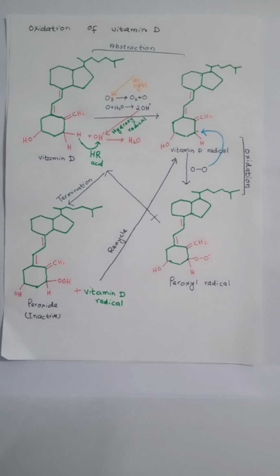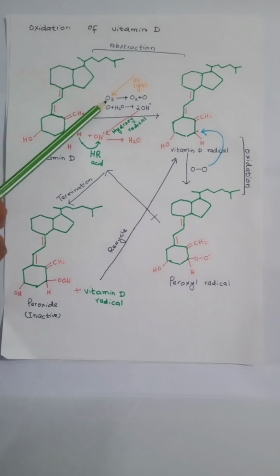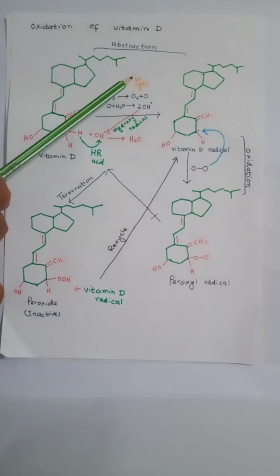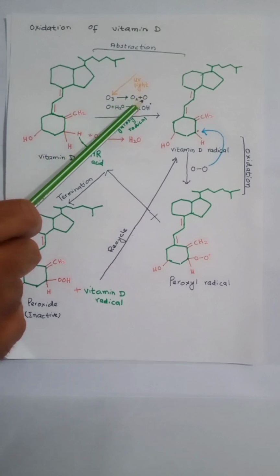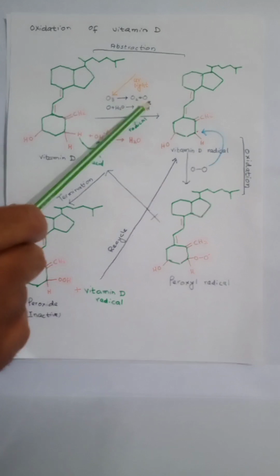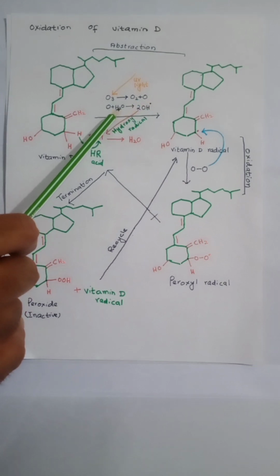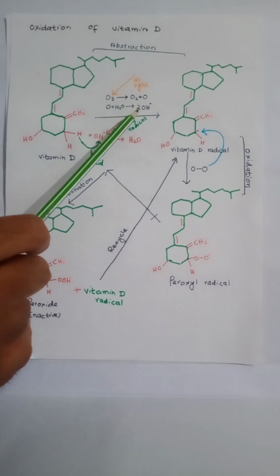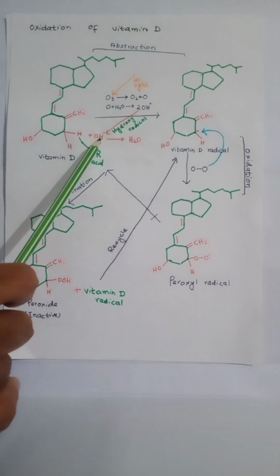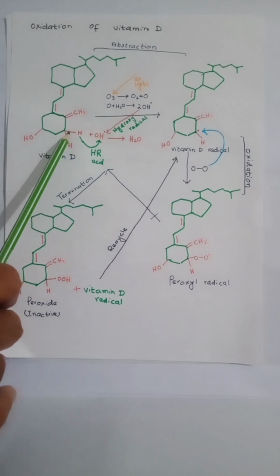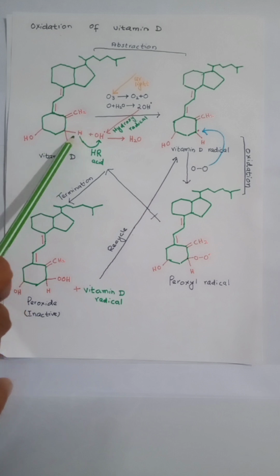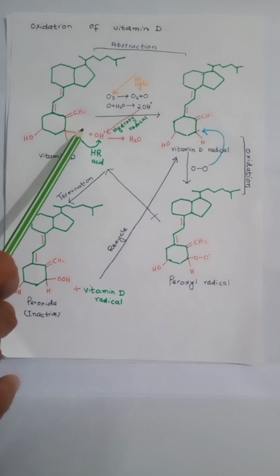Hydroxy radicals are always present in air, and they are formed when ozone is attacked by UV light. UV light has sufficient energy to split ozone into an oxygen molecule and an oxygen atom, and this oxygen atom combines with the moisture present in air to form hydroxy radicals. When this hydroxy radical attacks vitamin D, it causes the separation of a hydrogen atom from vitamin D. This phenomenon is known as abstraction.